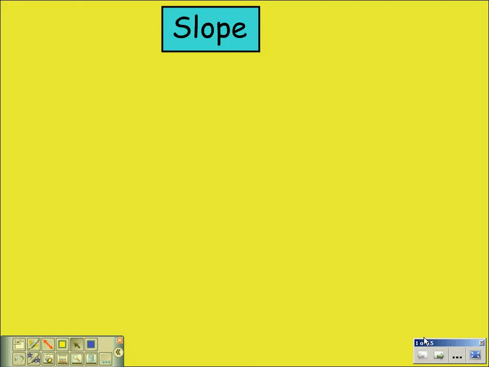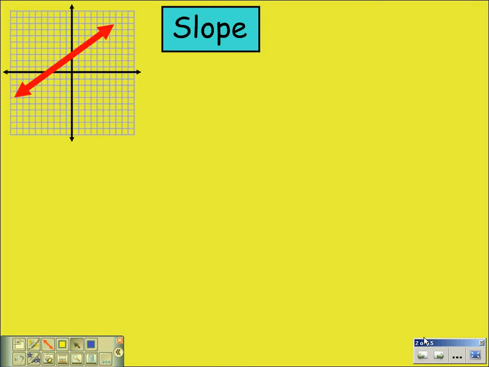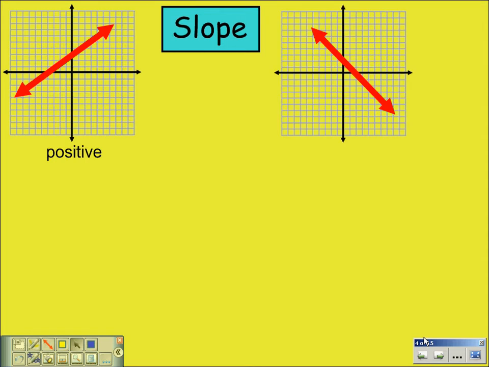Now, slope describes the tilt of a line on a graph, or it's the relationship between the points found on the line. We read slope from left to right. This line, as we can see, is going uphill, so we consider it to be a positive slope. This next line is going downhill as we look from left to right and is considered a negative slope.